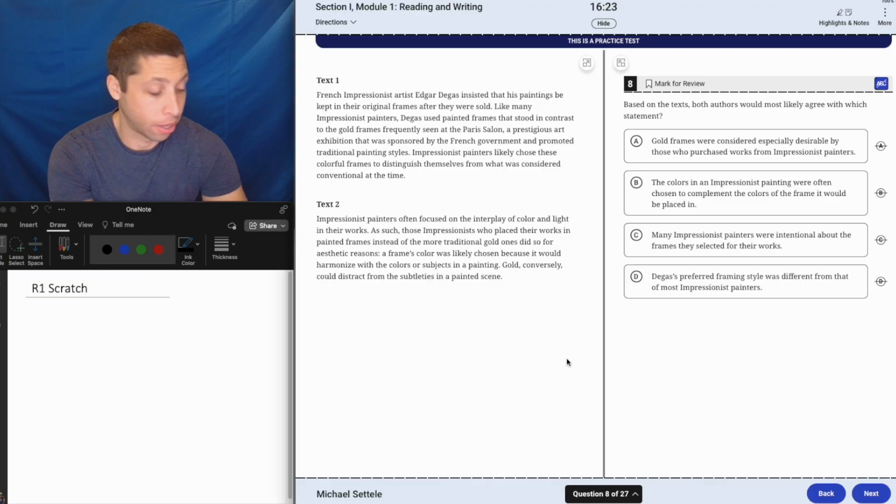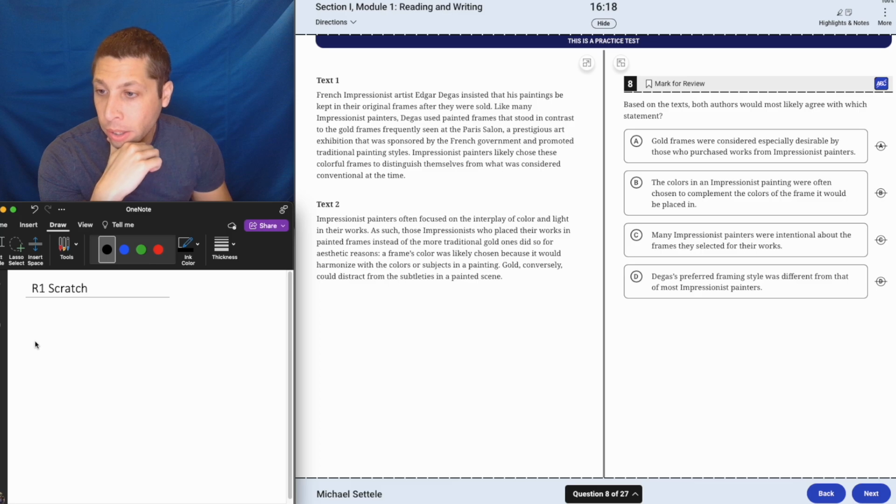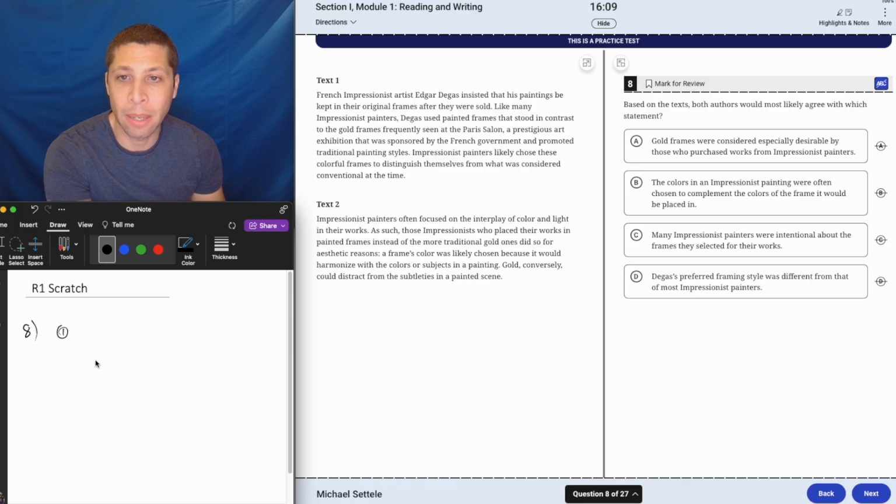Okay, which statement? So we're just going to read these two in order, but we're still going to take some notes because this is one of those where you want to remember what you're doing. 8. So text 1. French Impressionist artist Edgar Degas insisted that his paintings be kept in their original frames after they were sold. Like many Impressionist painters, Degas used painted frames that stood in contrast to the gold frames frequently seen at the Paris Salon, a prestigious art exhibition that was sponsored by the French government and promoted traditional painting styles. Impressionist painters likely chose these colorful frames to distinguish themselves from what was considered conventional at the time. So the frame, important.